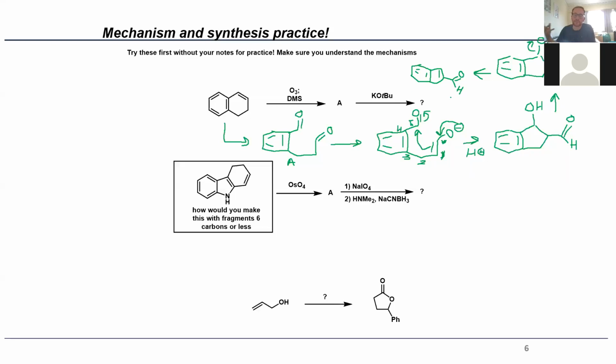And so the real synthetic utility of the ozonolysis reaction here is that we were able to traverse from the 6-membered ring to the 5-membered ring, and so we can get to a pretty topologically different product. Any questions for this reaction? Okay.